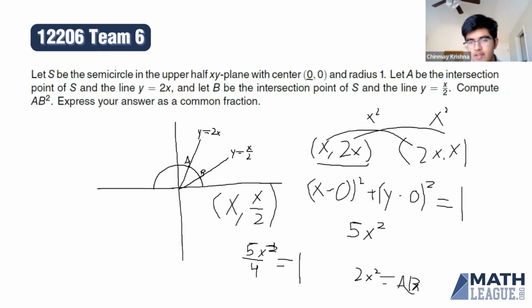And so we know that 5x squared equals 1. So that means that x squared is equal to 1/5. Then that would mean that 2x squared, or AB squared, is equal to 2/5. And so that'd be your answer. The distance squared is 2/5. So that's how you solve team 6.